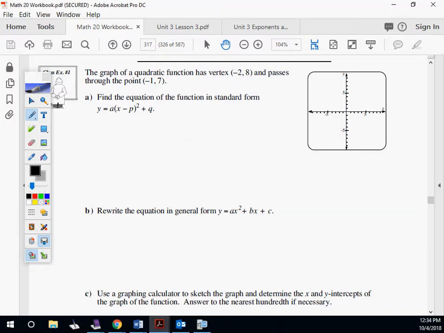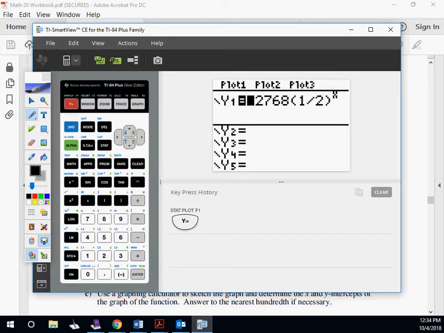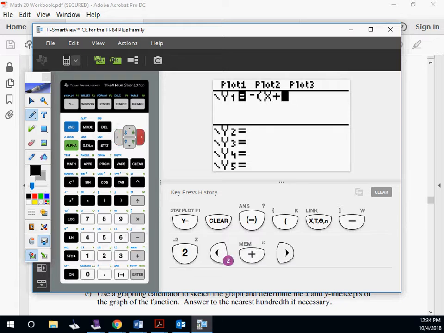Undo that. Get this guy back up here. Okay, so we're going to put in our, you can put in either form, it doesn't matter. Let's just put in the negative bracket, x plus 2, excuse me, squared, and then plus the 8.